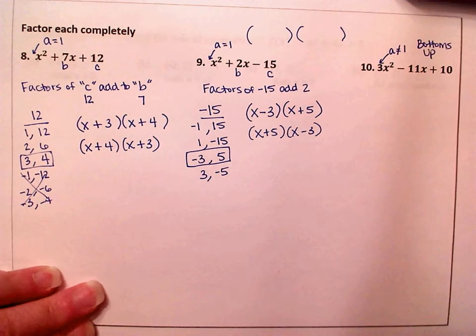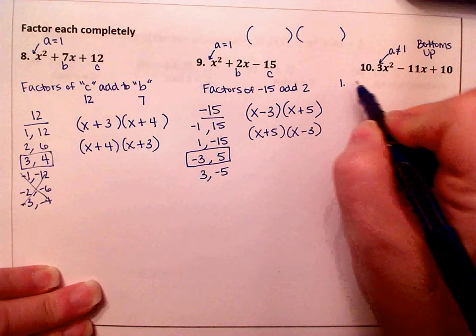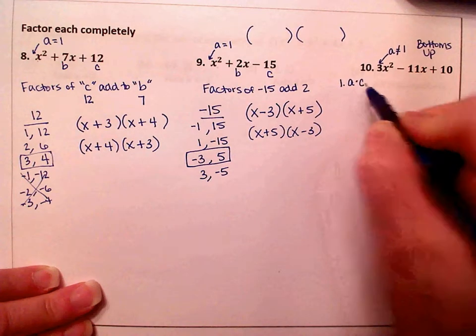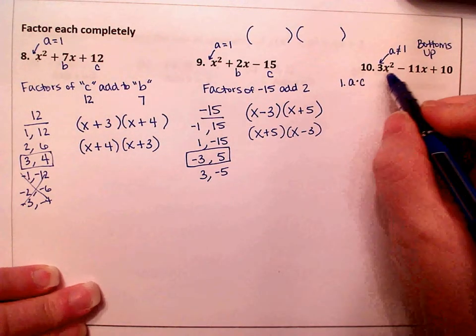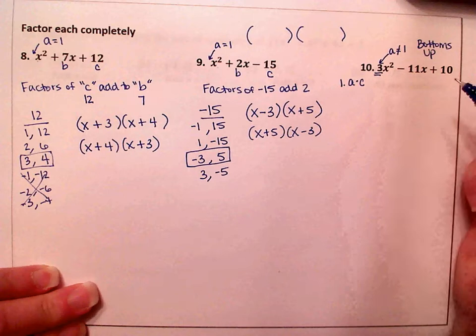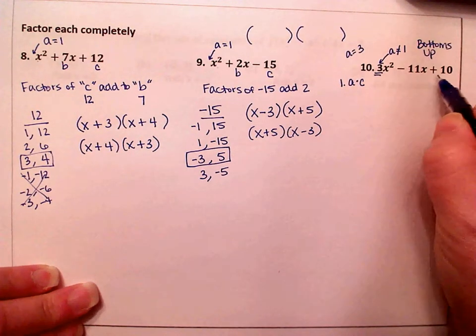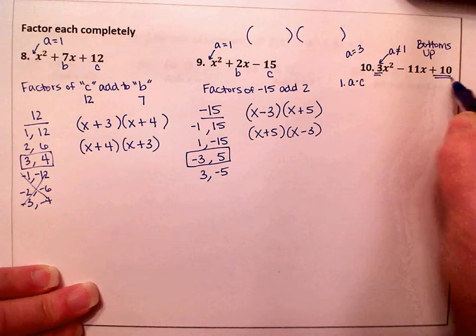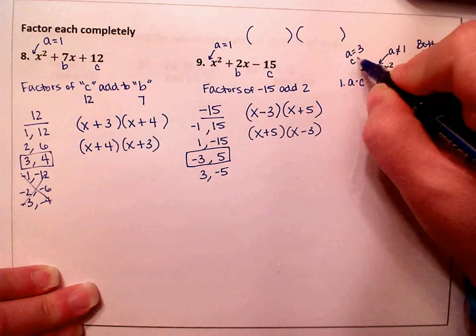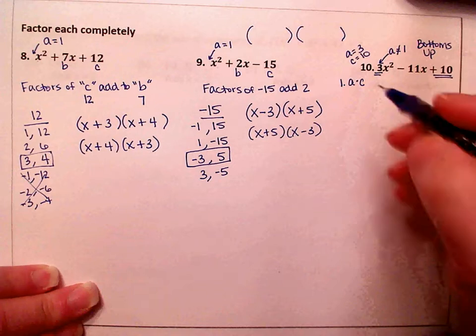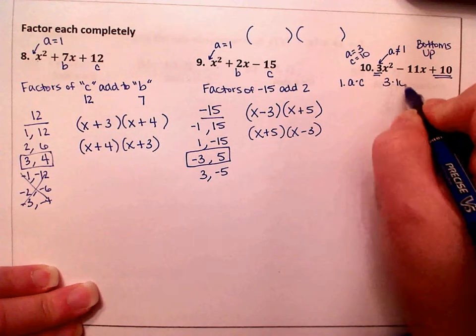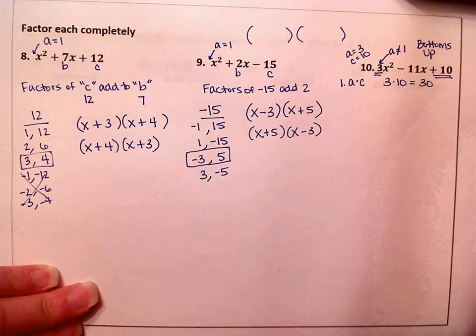The first thing you do in bottoms up is multiply your a value by your c value. Remember, a is the number in front of x squared, so our a is 3, and c is the constant, the number without a variable. So in our case, c is positive 10. So we're multiplying 3 by 10 and getting 30.